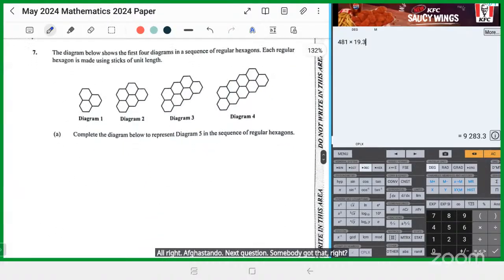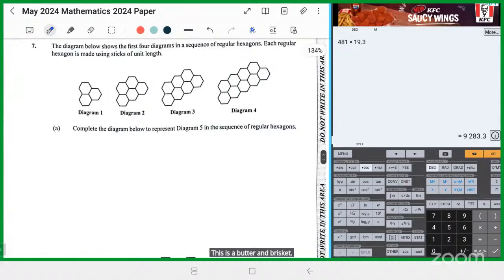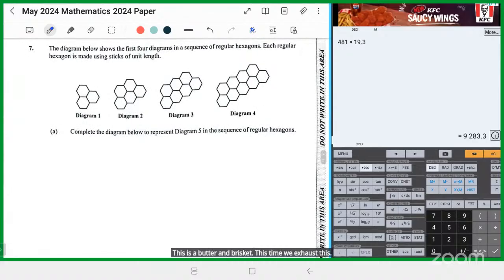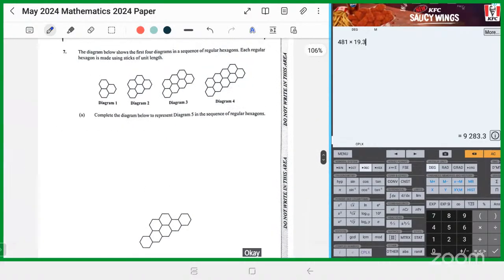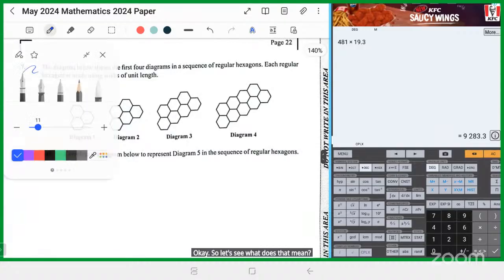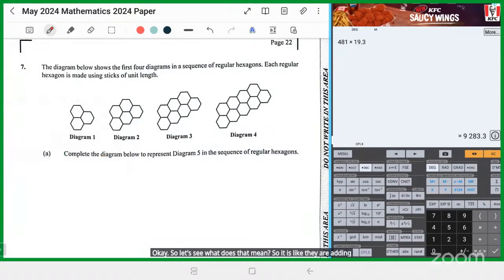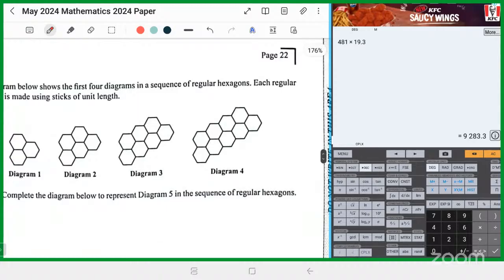All right, this is a pattern question. This one gives us this sequence of regular hexagons. Each regular hexagon is made using sticks of unit length. Complete the diagram below, representing diagram 5. Okay, let's see what that means. It is like they're adding a pair of hexagons on top of this one, from shape to shape. So I'm going to draw this one and just copy it down.